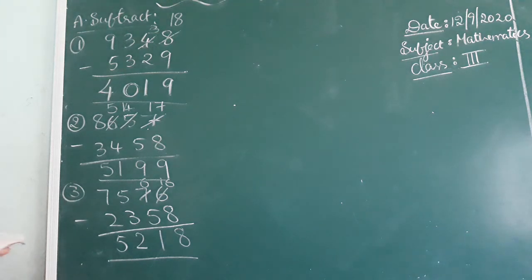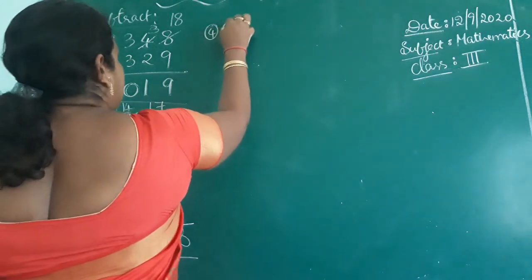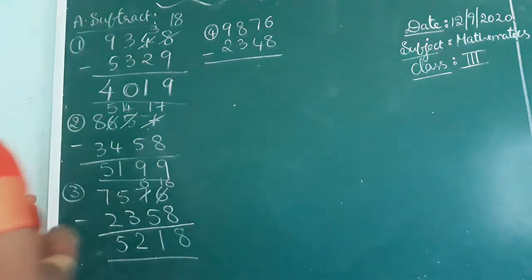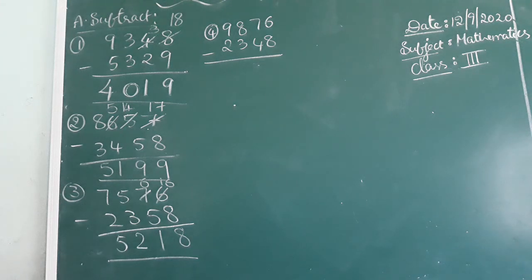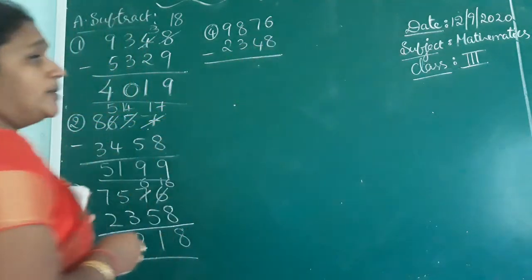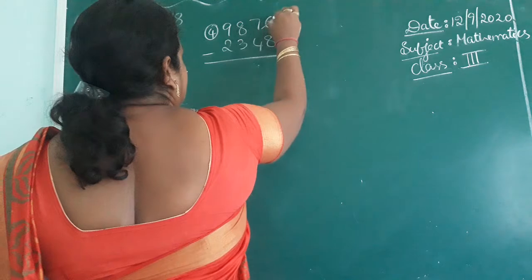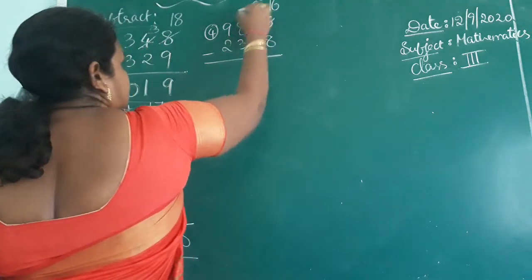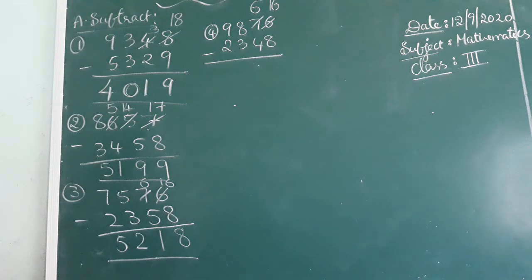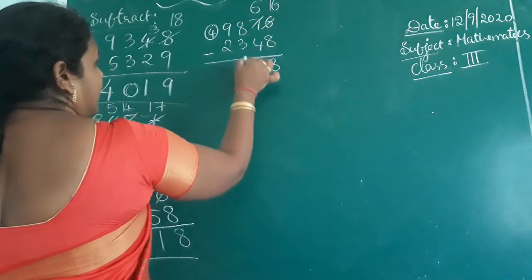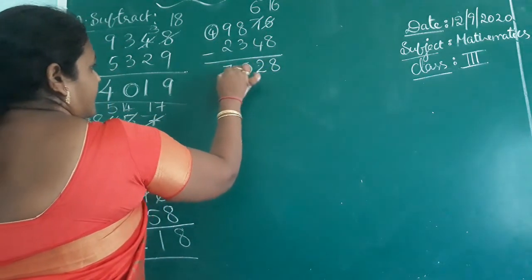Okay. See the next one, children, fourth one. 9876 minus 2348. See here, 6 minus 8. It's not possible to subtract a bigger number from the smaller number. So by that time you have to borrow from the before number. So now it is 10 plus 6, 16. This number becomes 6. 16 minus 8. What is 16 minus 8? 8. 6 minus 4, 2. 8 minus 3, 5. 9 minus 2, 7.